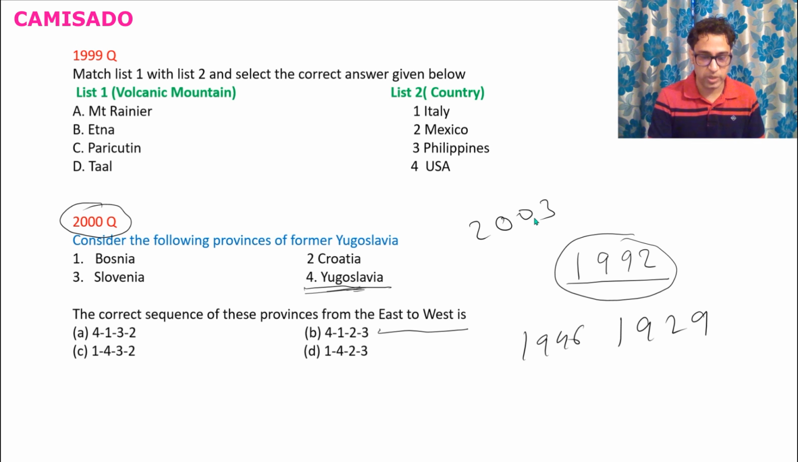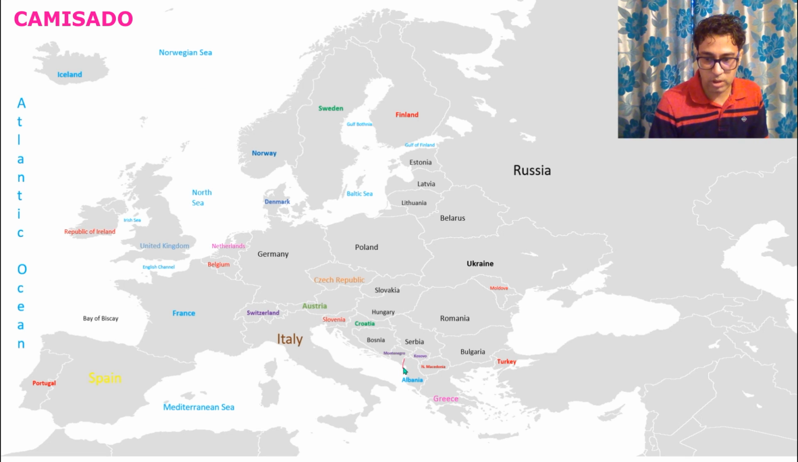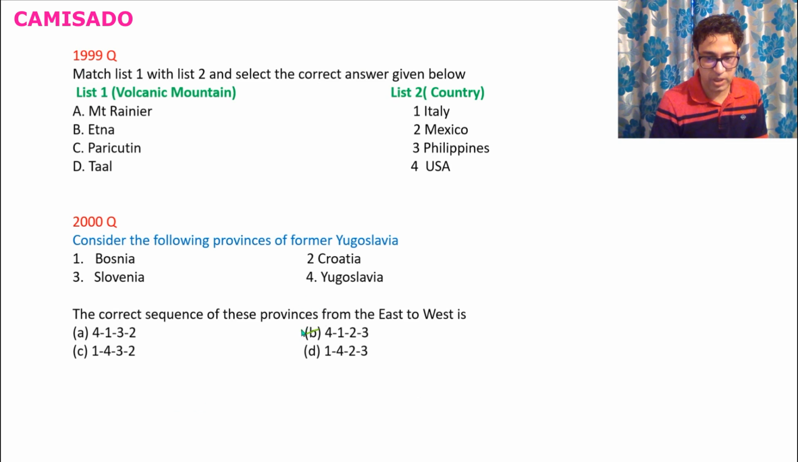So now let us look at this question. This was the former Yugoslavia, and the province that they are asking about in the question, in the options also they have given Yugoslavia as a province. So this is the province, because even till the year 2003, Serbia and Montenegro continued to use the term Yugoslavia. So now we can arrange it from east to west. So this would be the easternmost, then we would have Bosnia, then we would have Croatia, and then we would have Slovenia. So this would be our answer.